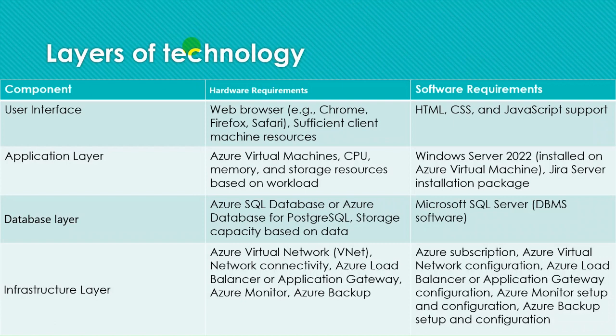For the application layer we need a virtual machine, CPU, memory and storage resources based on the workload we're going to use. For us, of course, we used Azure. And for the software requirements, we used Windows Server. We installed it on the Azure virtual machine. And we also need Jira Server.